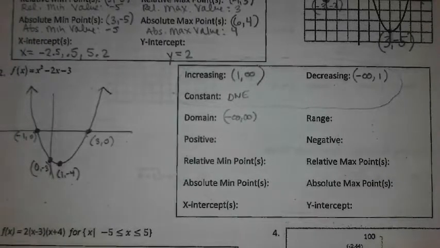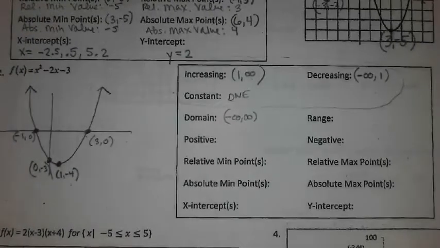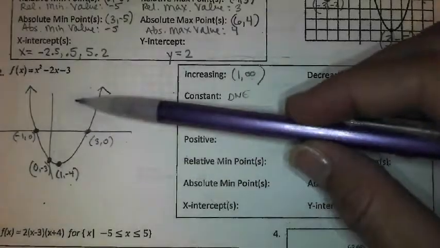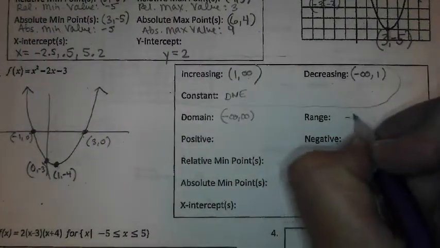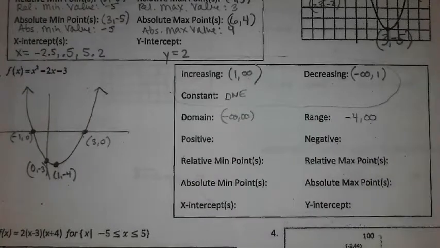Range, she says -4 to infinity. So range is the only time, really, we look at the y's. The lowest y value we reach is -4 to infinity, correct? How about parentheses versus brackets? What do you use?